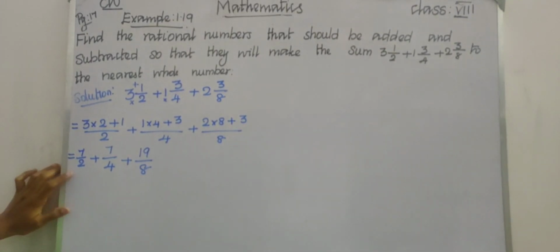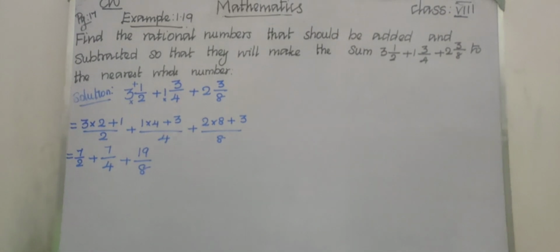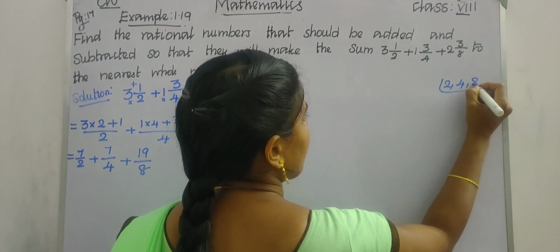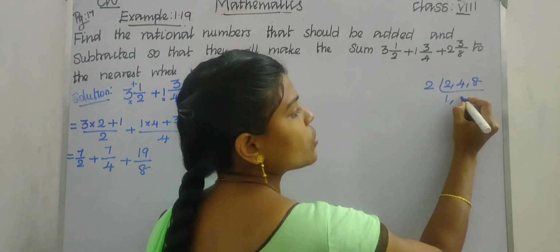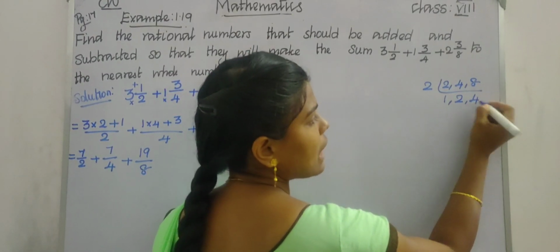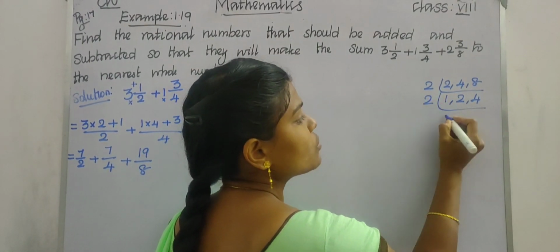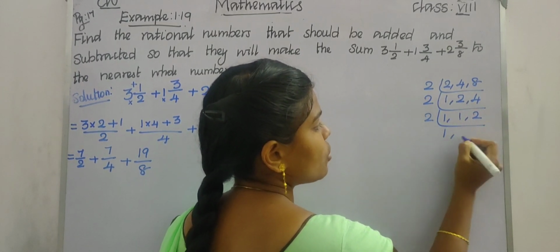Now we got the improper fractions. We can add now, but we have different denominators, so what do we need to do? We need to take the LCM. Let us find the LCM of 2, 4 and 8. We can use the prime number 2. 1 2 is 2, 2 2s are 4, and 4 2s are 8. Again we use the 2 table, so 2, 1, 1 and 2. Again we use 2, so 1, 1 and 1.